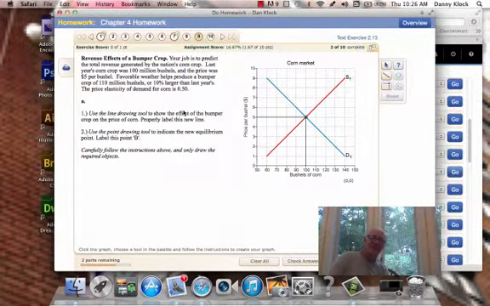A graph. I love my graphs. So the revenue effects of a bumper crop, right? And this happens all the time. It's a good growing season, right? So there's a bumper corn crop. I don't know if this year is or not.